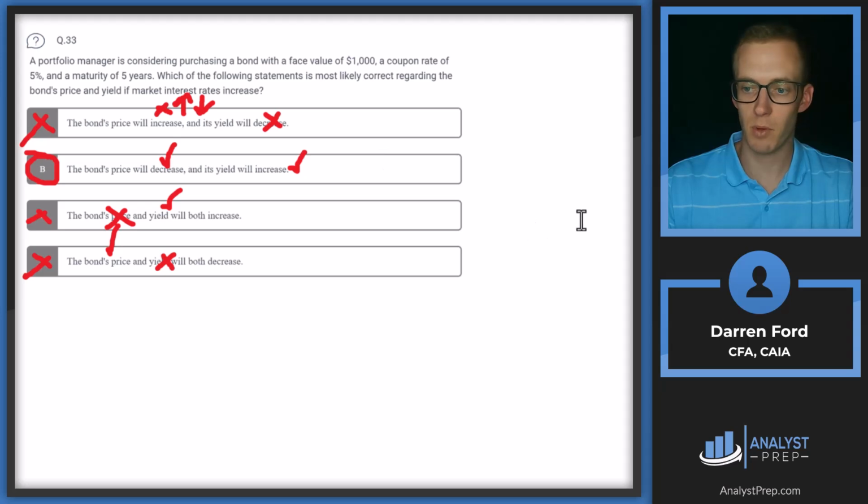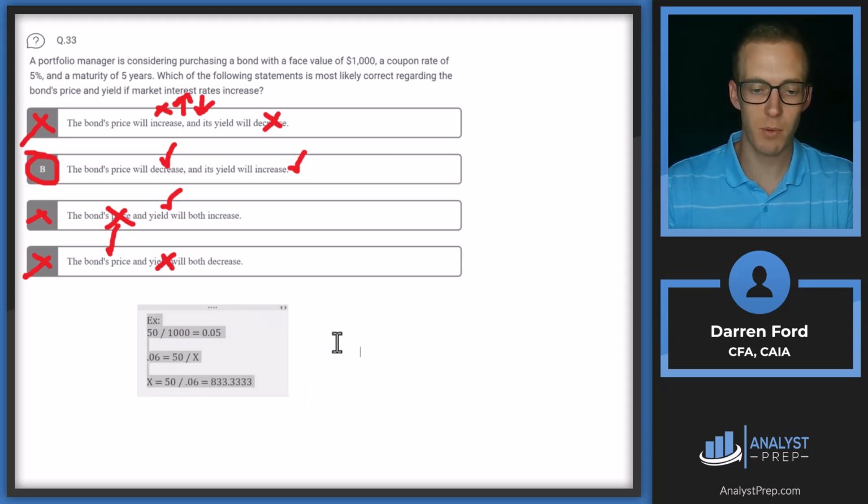Let me pull in a quick example to demonstrate this. Currently our yield is 5%, so our market interest rate is 5%. If our market interest rate goes up to 6%, this bond that is paying a 5% coupon, so $50, the new price of that bond is going to have to fall so that our yield on that coupon is 6%. So we do 50 divided by X equals 0.06. The price of that bond is going to fall to $833 to fall in line with that new market interest rate. So rates go up, prices decrease, and because rates went up, the yield on this bond is now 6% as well.